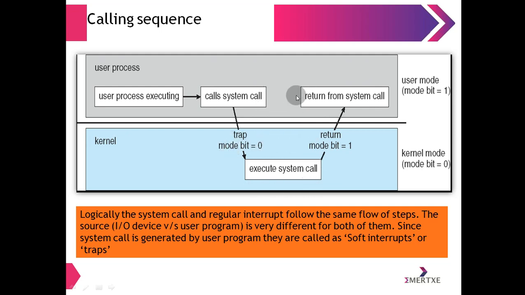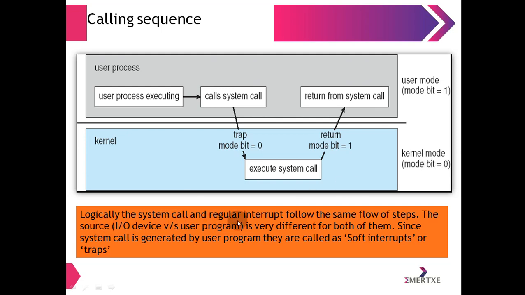After the system call executes, it will return from that system call to the user process. So the user mode bit will be 1 and the kernel mode bit will be 0.